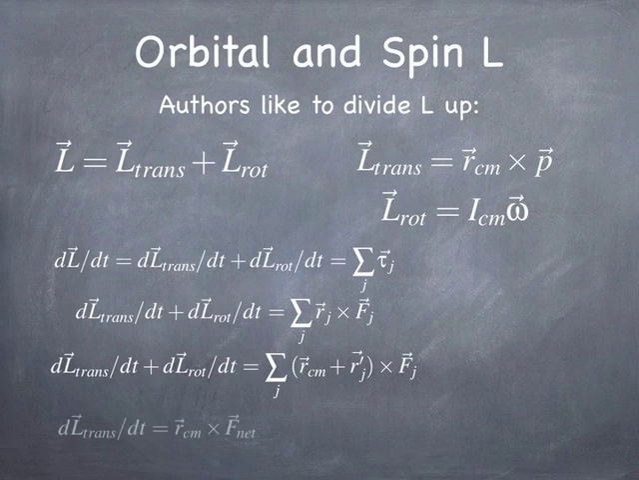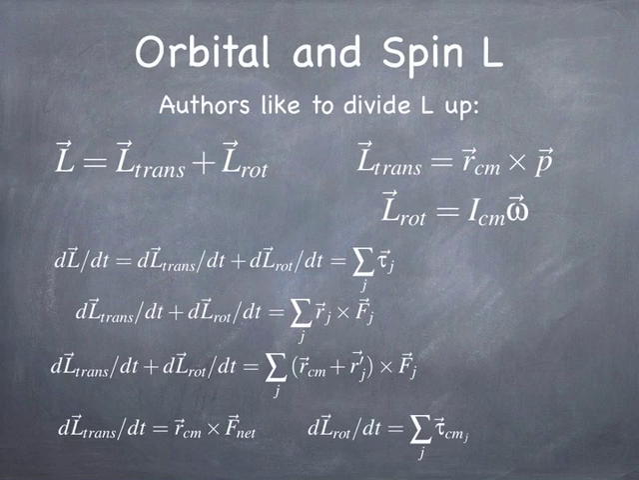So when you plug all that in together, you can see that the rate of change of the translational angular momentum turns out to be the torque on the center of mass due to the net force, and that the rate of change of the rotational angular momentum is the sum of the torques taken about the center of mass. So we'll see how that works in some of the problems.